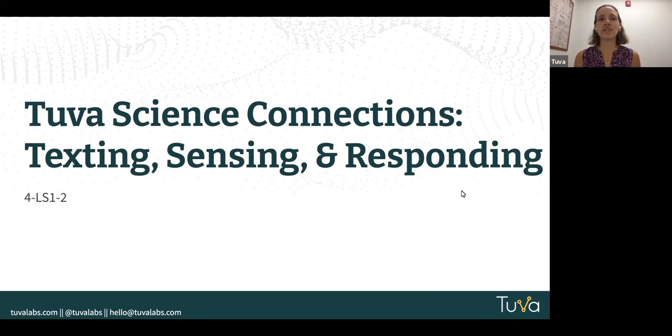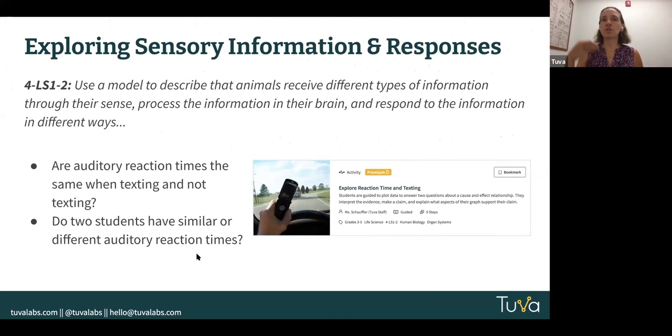Hello, welcome to today's Tuva Science Connection, where we're going to be exploring texting and how it relates to sensing and responding. And this helps us get at the performance expectation of 4LS1-2, where our students are working to use a model to describe how an animal receives different types of information through its senses, processes that information in its brain, and responds to the information in different ways.